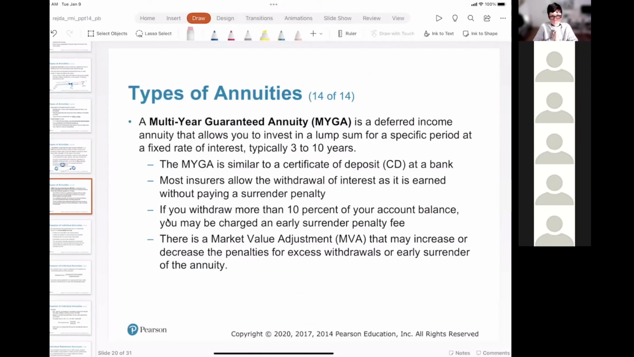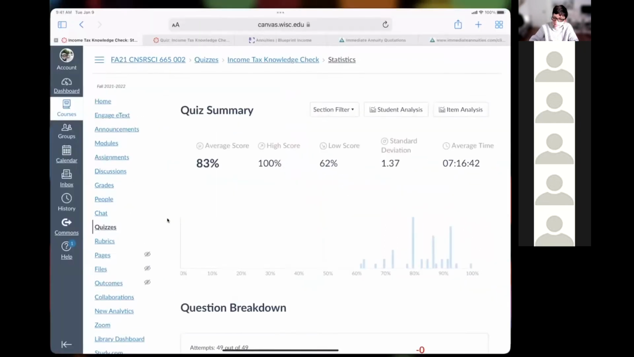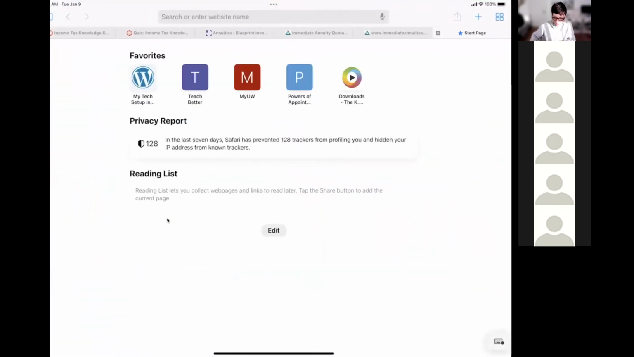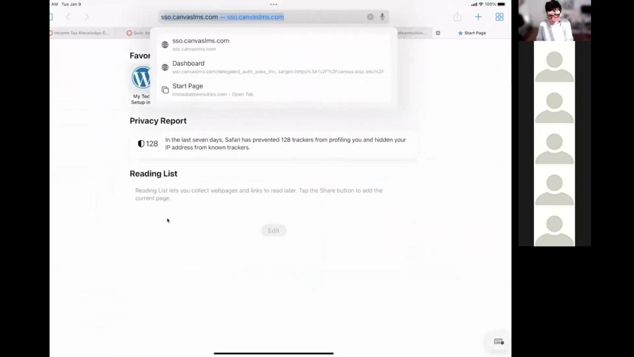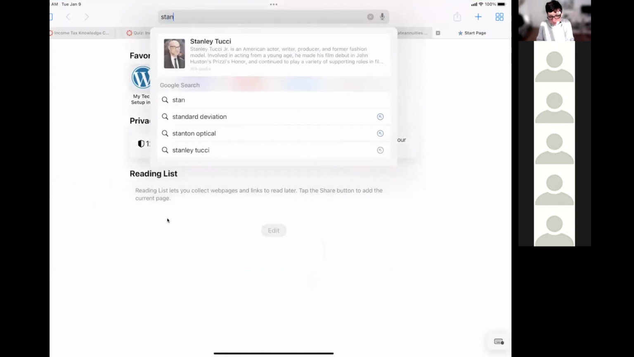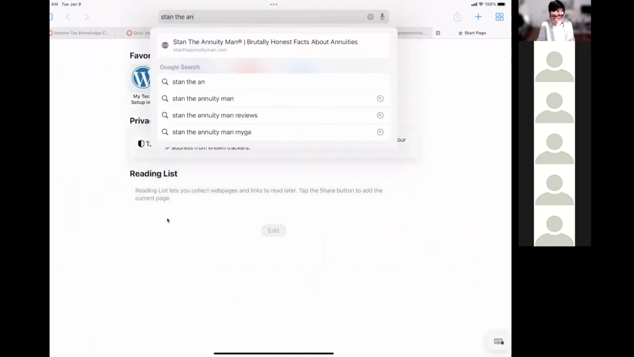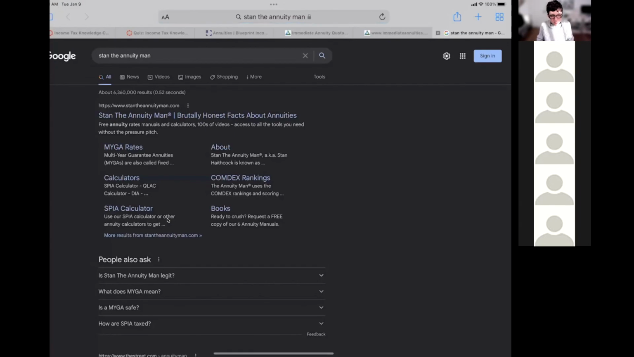Oh, and I love these. The multi-year guaranteed annuity is the insurance industry's solution to a CD. One of the most ridiculous websites is Stan the Annuity Man. If I haven't shown you him already, we should look at him real quick. So Stan the Annuity Man is just a guy who sells annuities. He's out of Florida. He's kind of a Yahoo, but I like his site.